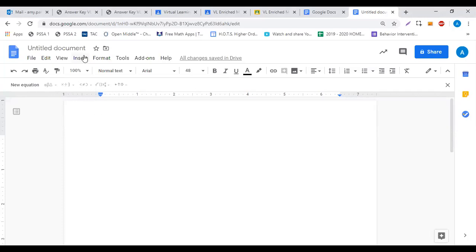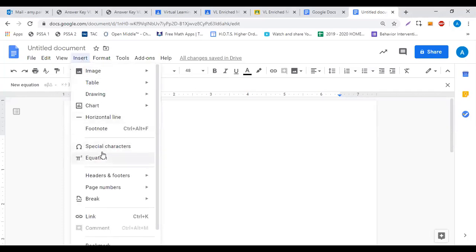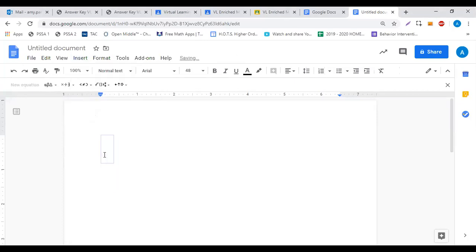You go to Insert and then Equation, and that pops up this bar right here. Everybody will have that. And in the first section, there are some Greek letters, some of which you might recognize, like our pi symbol.